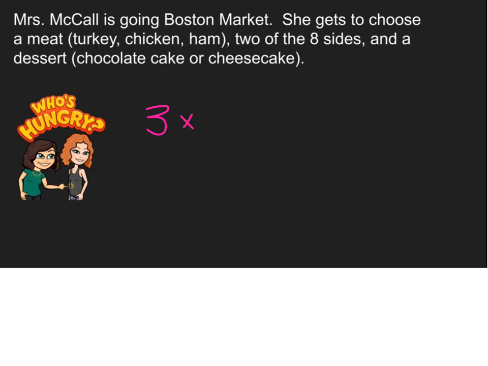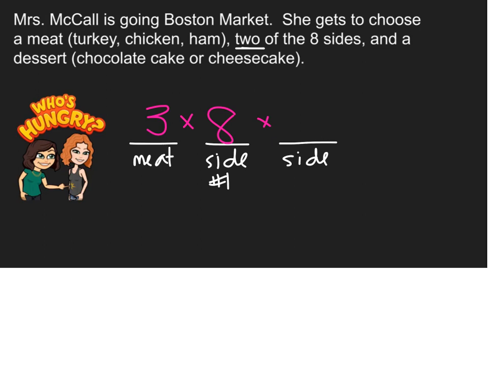For my meats, I have 3 options of meats. I get to pick 2 sides. I have 8 choices of sides. So for my first side, right here, let's label this a little bit. This is for my meat, just so we can all stay together here. This is for side number 1. Okay, for my side number 1, I have 8 choices because there are 8 different sides I can choose from. I get to pick 2 sides though, right? So I'm going to have side number 2.